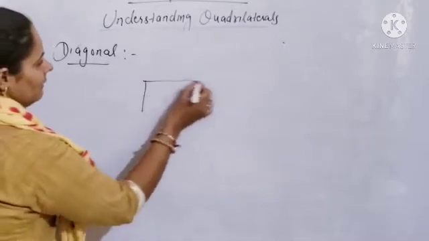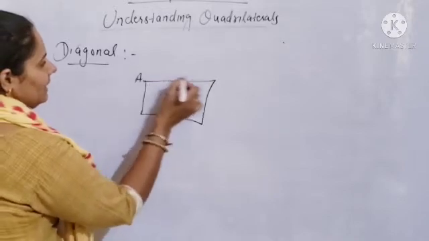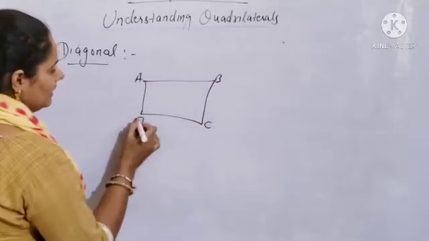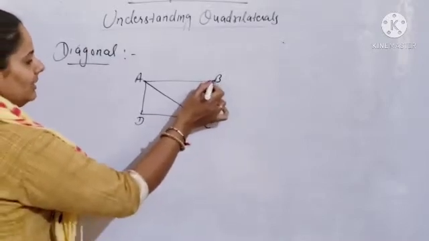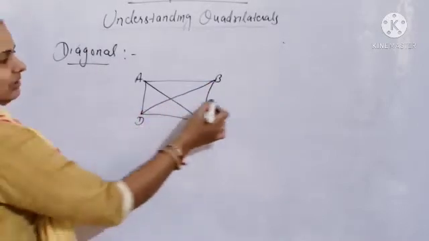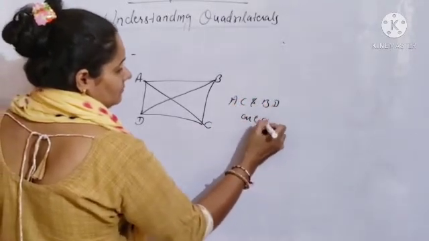For example, you have a quadrilateral like that. So the diagonal will be like that. ABCD is a quadrilateral. So what will be the diagonals? All of you know very well. AC is a diagonal and BD is a diagonal. Okay, AC and BD are diagonals.